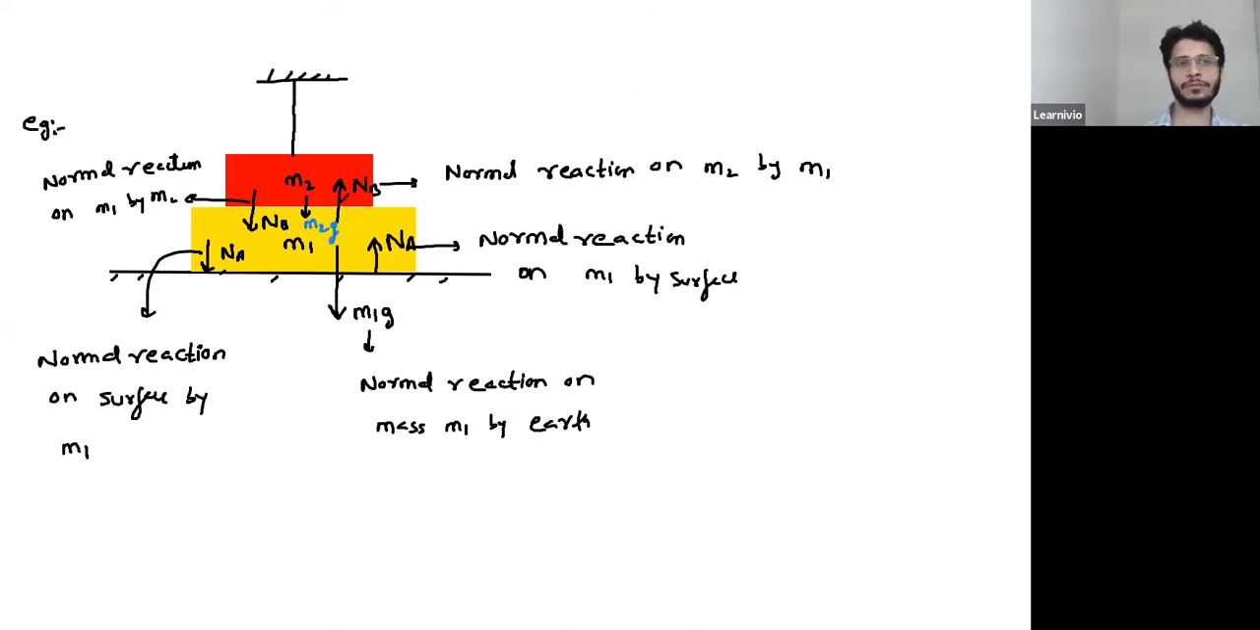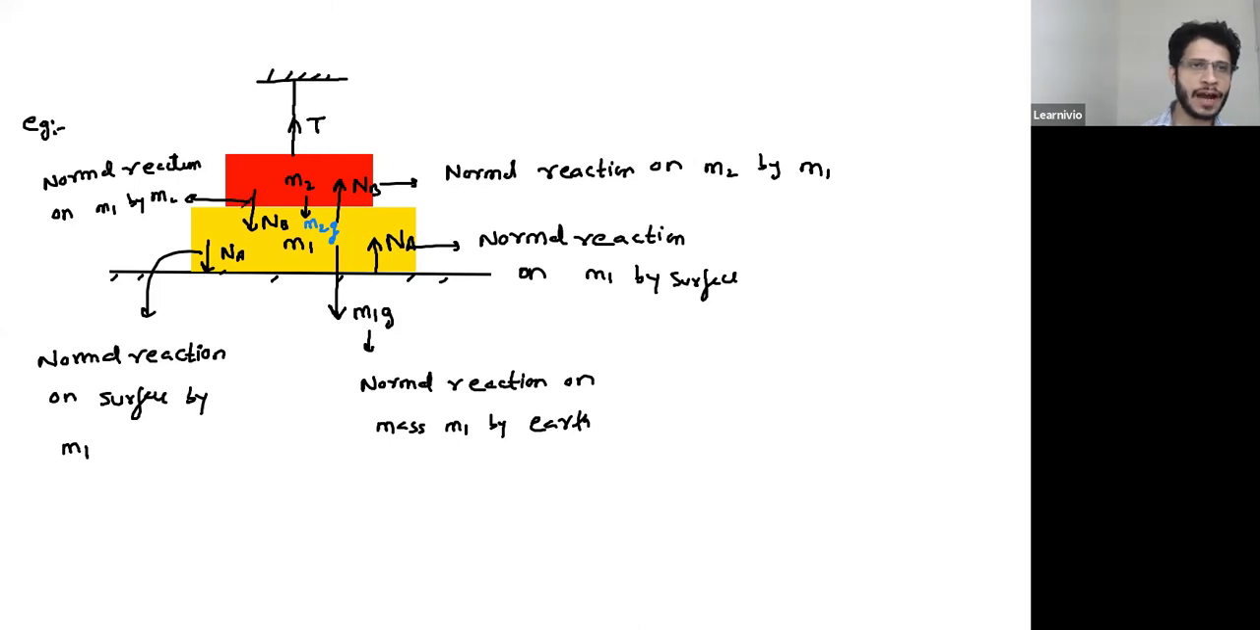M2G. There is one more force. Since this M2 is connected by a string, the string must be pulling this M2. String must be applying a tension over this mass M2. That force is known as tension. So these are the forces which are acting on the system. If I count the total number of forces, 1, 2, 3, 4, 5, 6, 7, 8. So you have total 8 forces.